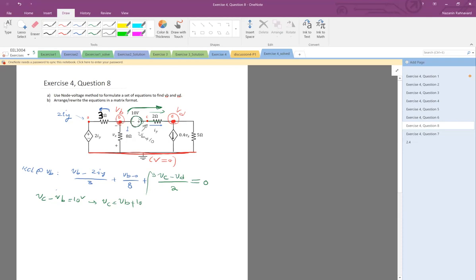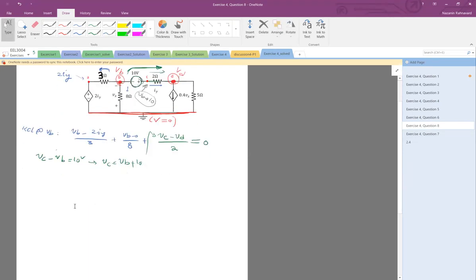So it's just one shortcut to remove one equation. From the beginning, because you see a voltage source here, when you want to write this current, you can easily say this voltage minus VD divided by 2. So you can just skip one equation, but it's up to you. That's fine. So let's replace this VC as VB plus 10 here.